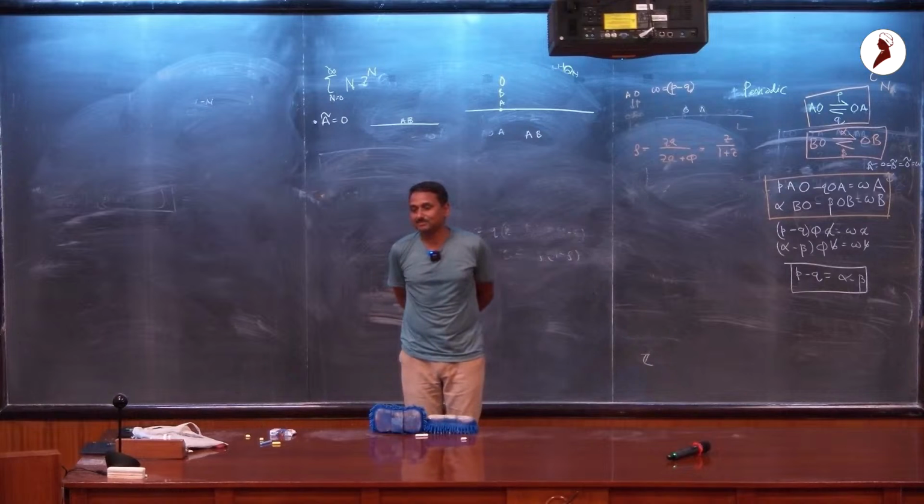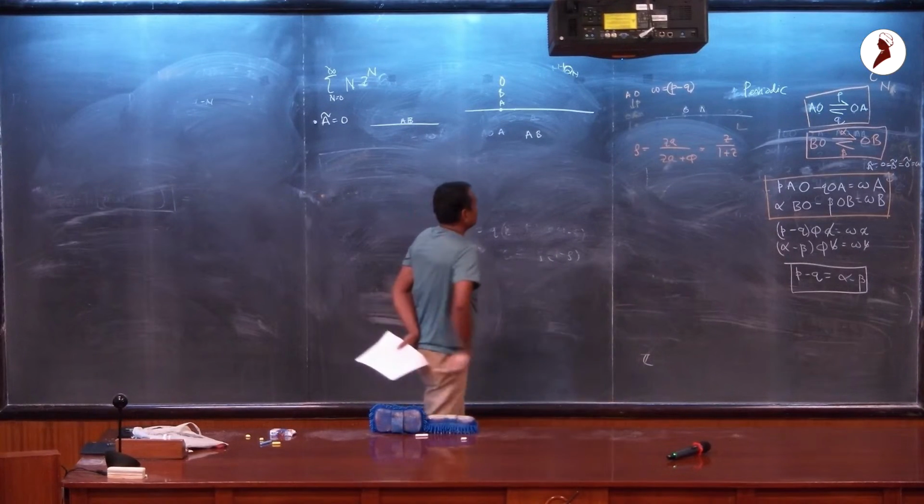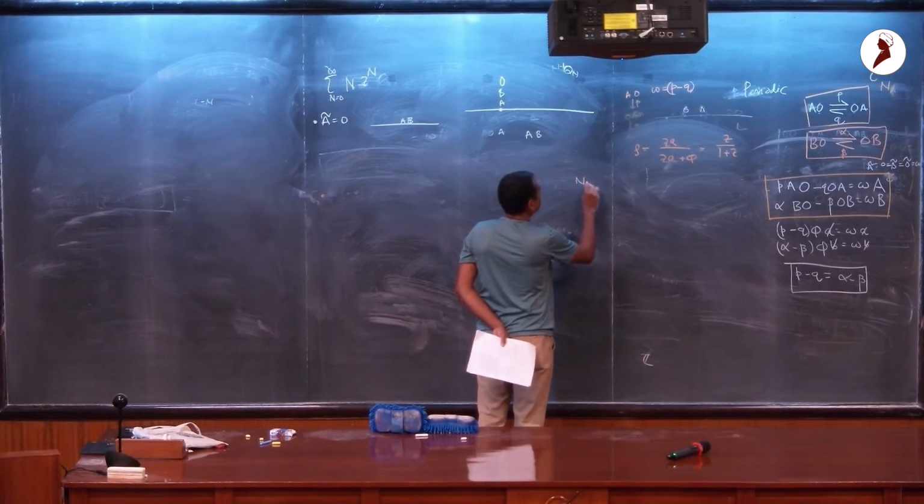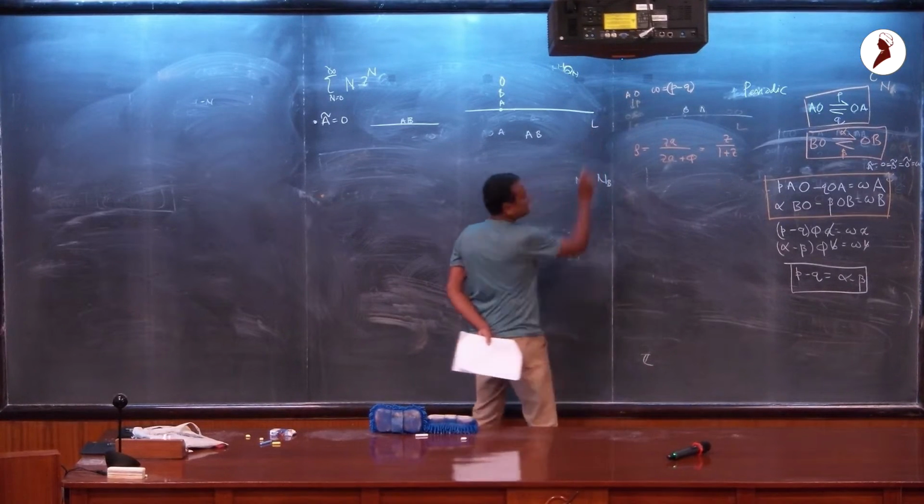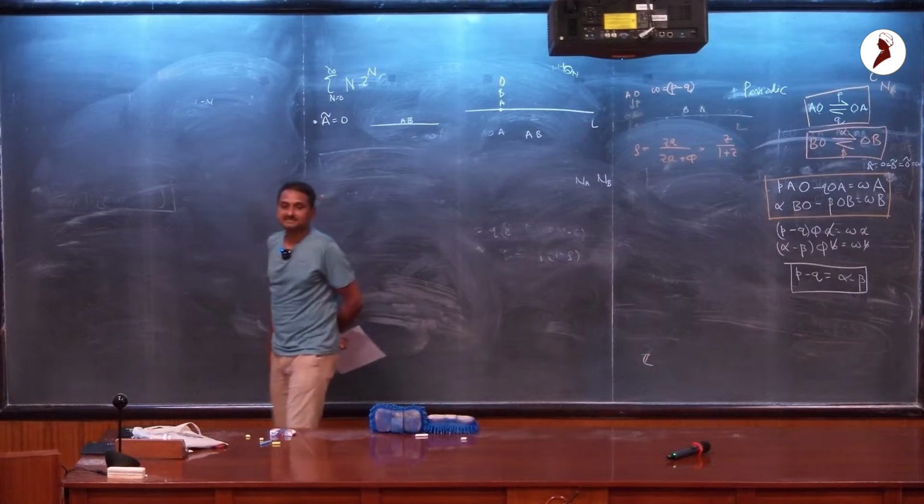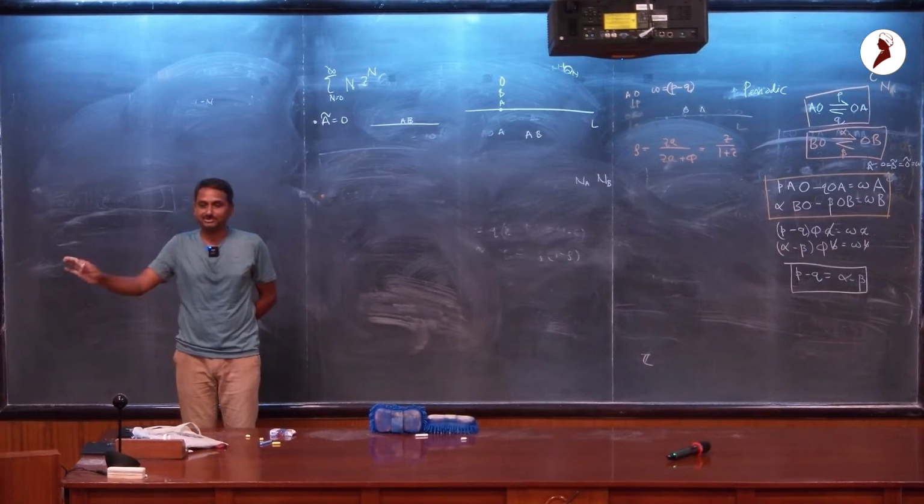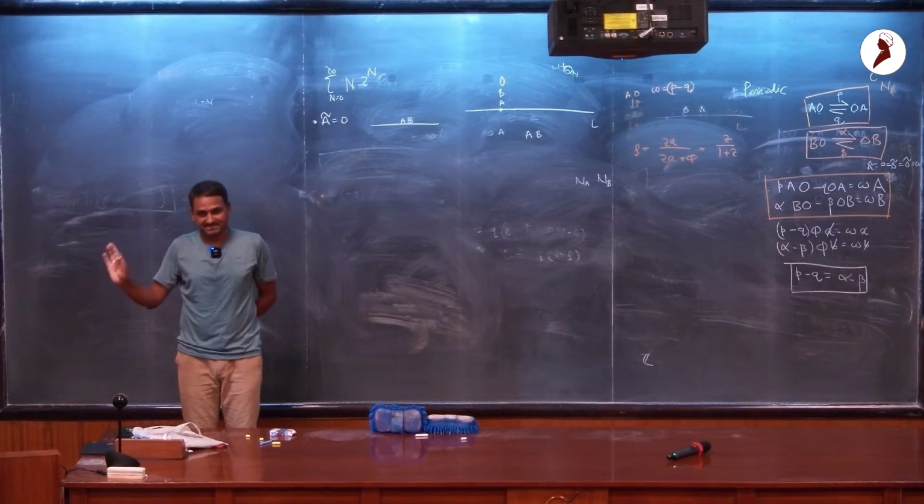For a given number of particles, let us say there are NA number of A particles, NB number of B particles, and the lattice size is L. How many configurations are there? All configurations are equally likely, right? If it is a scalar solution.